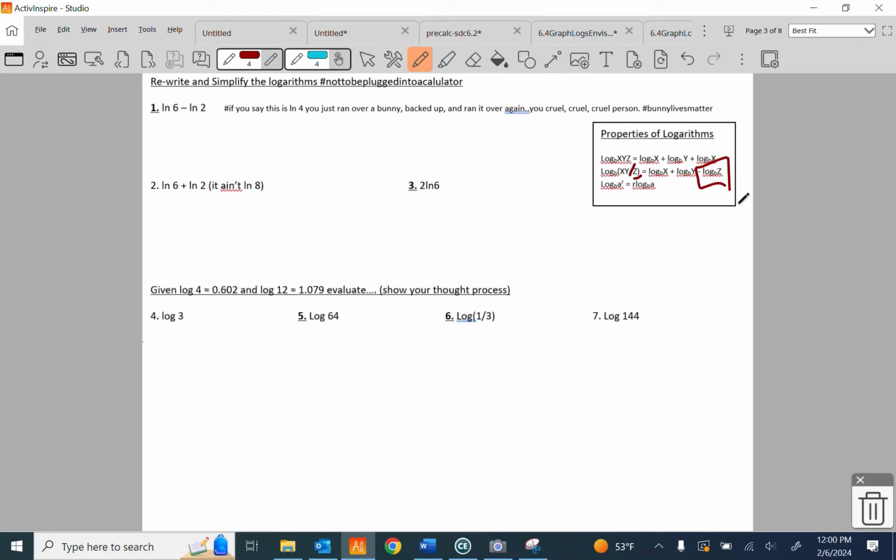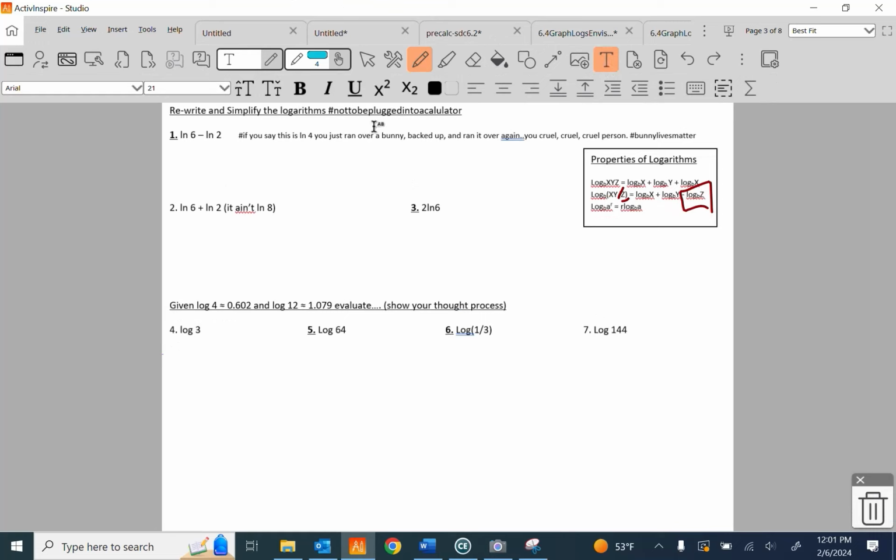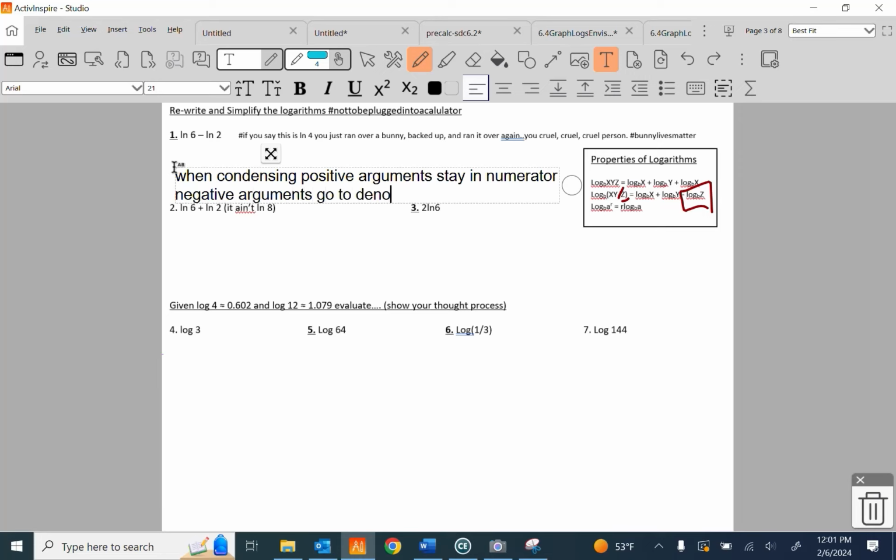And the deal here is, when condensing, positive logs' positive arguments stay in the numerator, and negative arguments go to the denominator. That's the key to it. And that's what that rule is trying to explain.